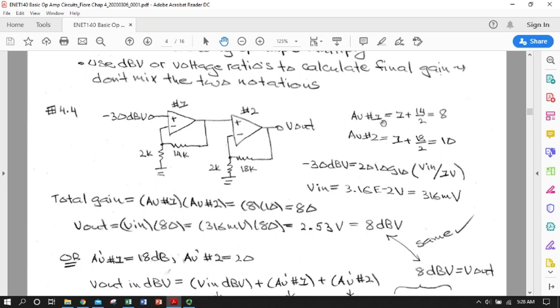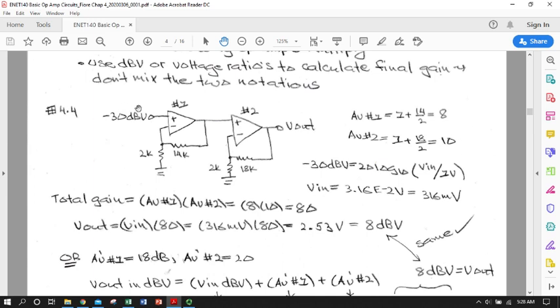So we could start by defining the gains for each one. We can use the formula we derived already to get the voltage ratio gain of amplifier number 1 will be 1 plus 14 over 2. So that's 8. And for amplifier number 2, we'll have 1 plus 18 over 2. Remember, RF over RI, the equation we just derived, so we have a gain of 10.